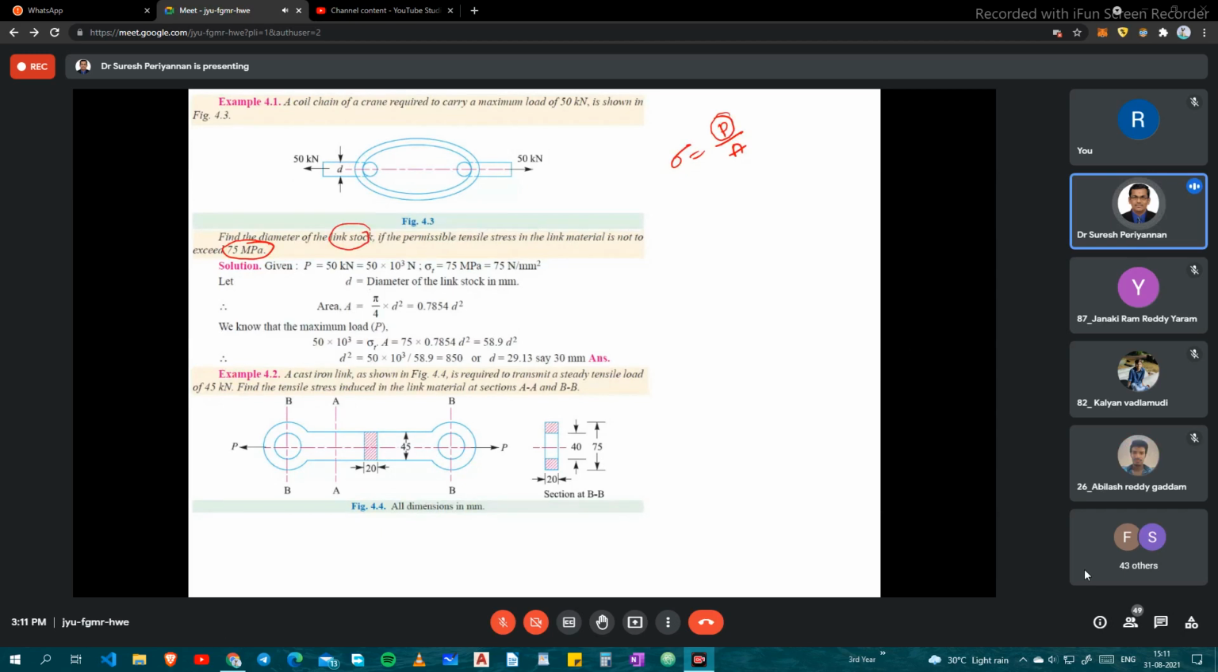We would like to find the dimensions of the link stock. Then A is equal to pi by 4 d square. From this, d is equal to what? Very simple problem. This is 30 mm.